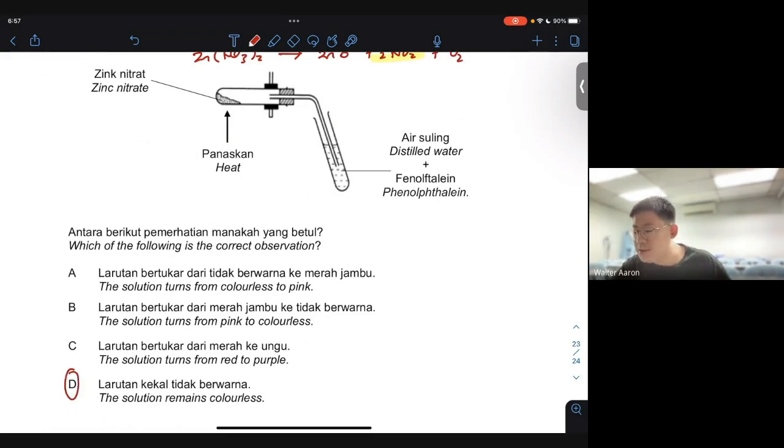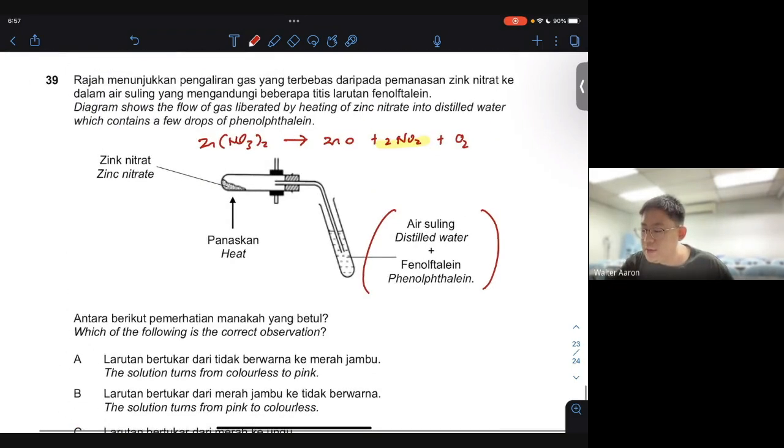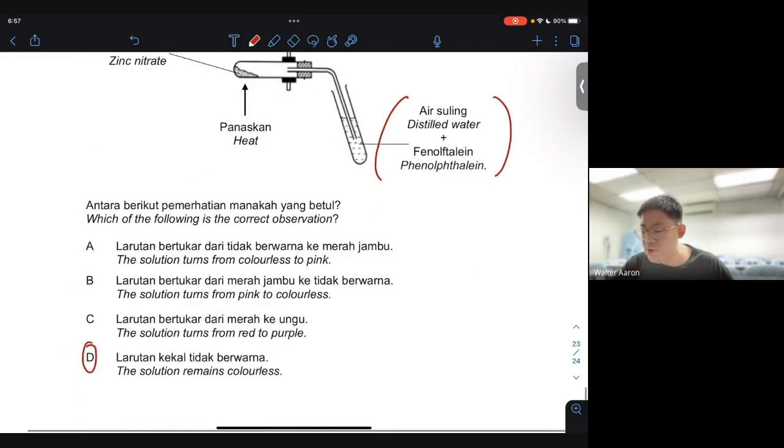The solution remains colorless. So why is that so? It's asking why the solution remains colorless. Because phenolphthalein indicator cannot show the presence of acid. Phenolphthalein indicator is only able to show coloration in the presence of sodium hydroxide solution or any alkaline solution, but definitely not acidic solution. So therefore, the answer here will be D.